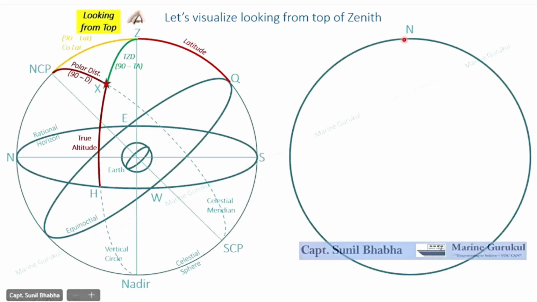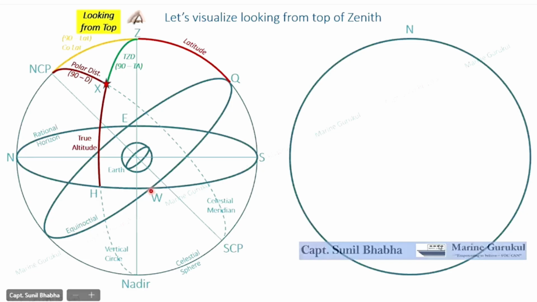Now exactly opposite to this north direction on the other side, you will have the south point. And if you go 90 degrees towards the right side of north, you will have the east point. And if you go 90 degrees towards the left side of the north point, you will have the west point. So let us mark off these points in our rational horizon diagram.